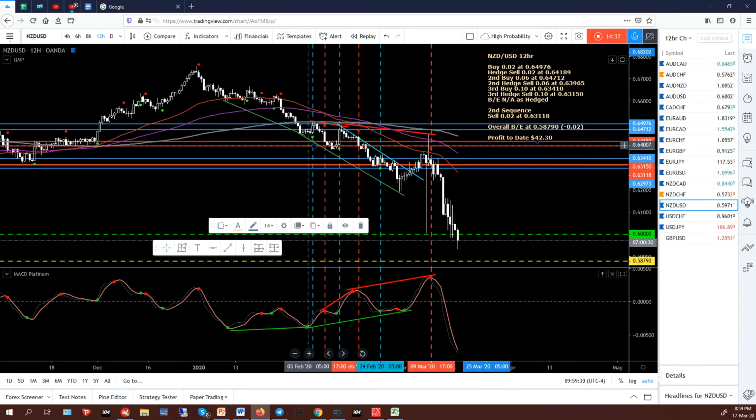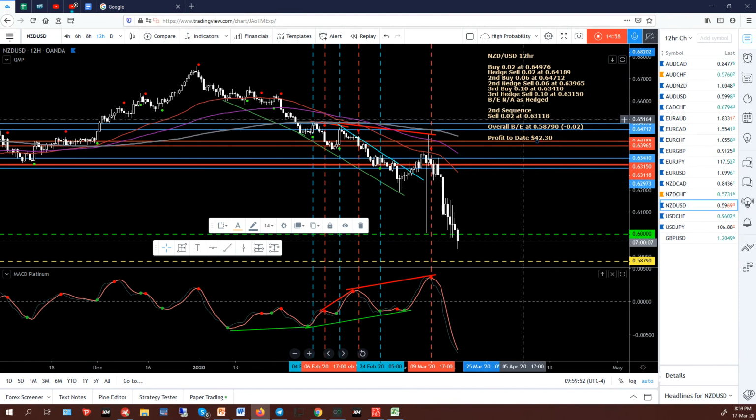So, sell, second sequence, where is it? Must be up here. I've taken, this is a sequence from left to right. So buy, hedge, sell, second buy, second hedge, sell, third buy, and a third hedge, sell. So the first sequence is hedge. So that's all these trades.